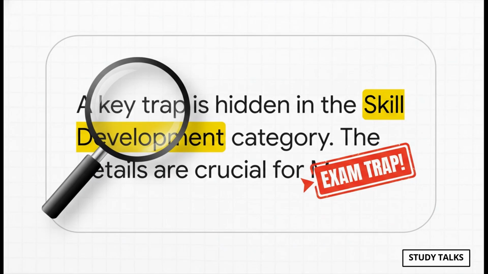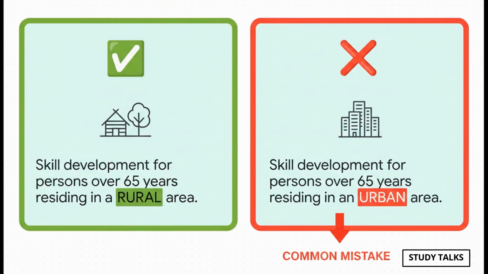Now, let's zoom in on one of these, because this is where the ICAI gets really sneaky. Let's look at that third category, educational programs or skill development. There is a tiny, tiny detail in here that is an absolute favorite for them to put in MCQs. Okay, you really need to pay attention to this.